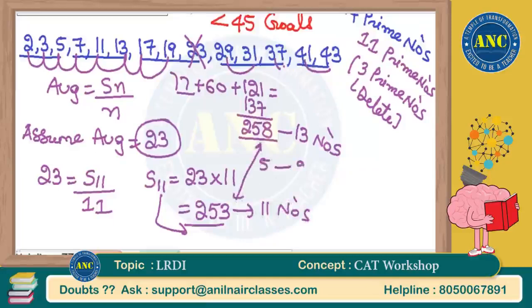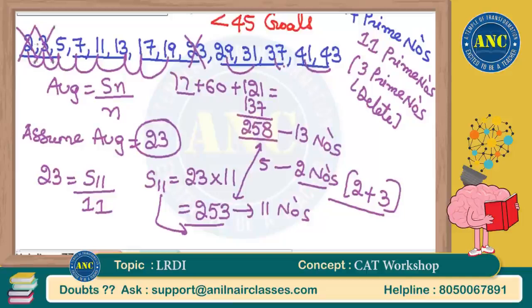5 is nothing but the sum of two numbers. The two numbers are nothing but 2 plus 3. So here 2 is eliminated, here 3 is eliminated. Finish. So answer for this question is average is 23.